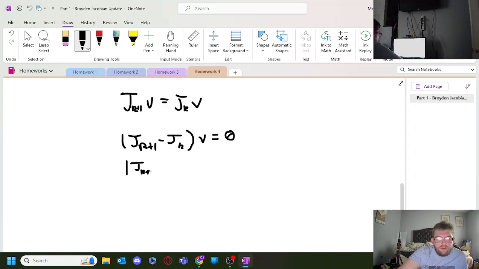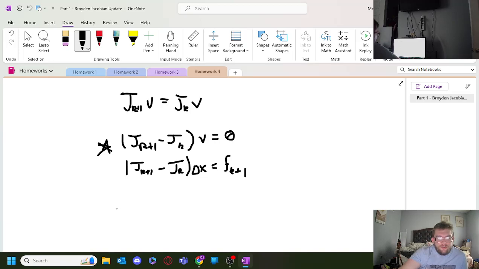J sub k plus 1 minus J sub k multiplied by our change in x equals our updated function value. So now we got this. Now, this is where Broyden really popped off. He saw these, and he first looked at this one, and he said, well, this has to go to 0. This can't be anything other than 0.